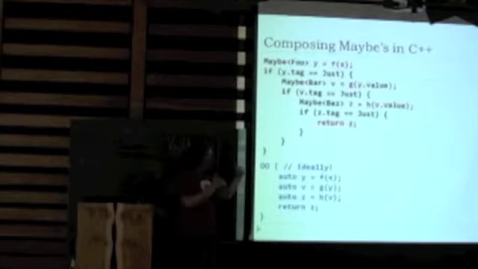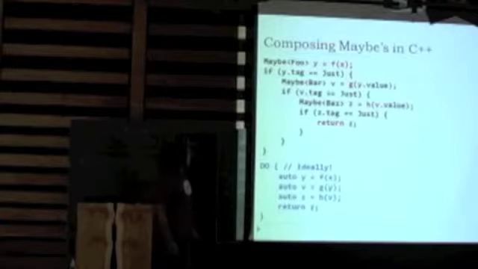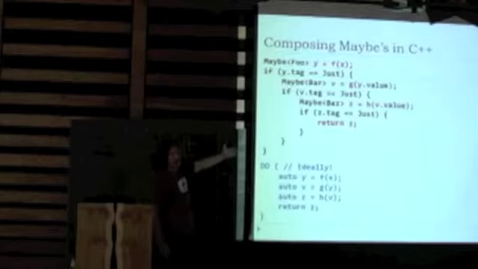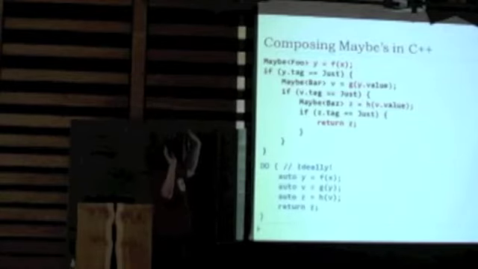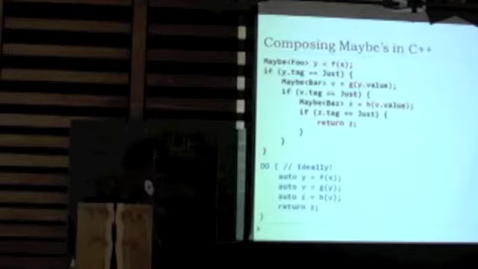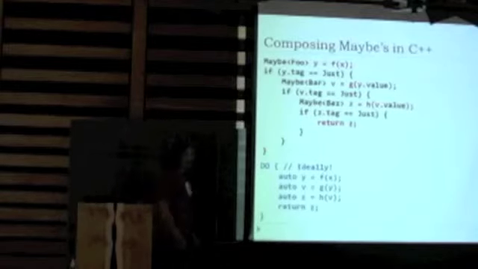So, function f of x returns y. Check the tag of y. If it's just, then I can extract value from y, call g. It returns another maybe, and so on. Okay? And the important point is that if any of them returns nothing, if f returns nothing, I don't get into this if at all. That's the end for me. In fact, I should have here return something. Oh, okay. It's not a complete example. It's pseudocode.